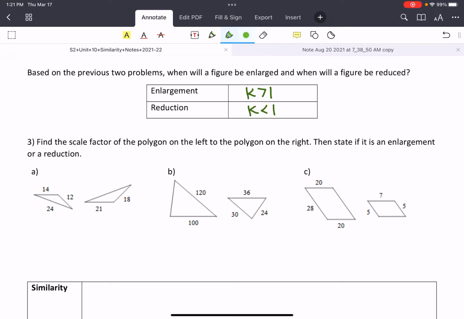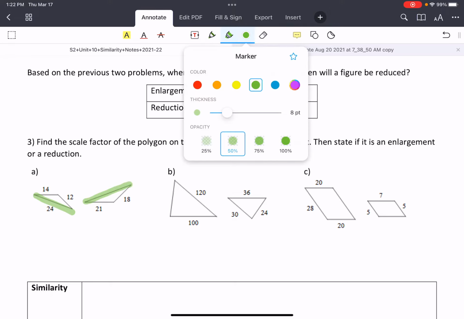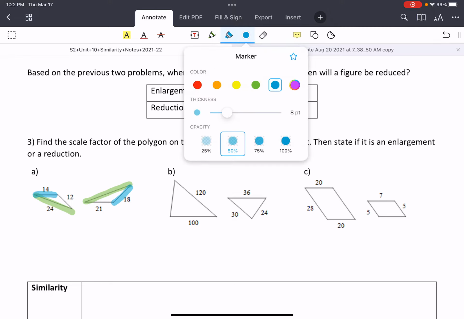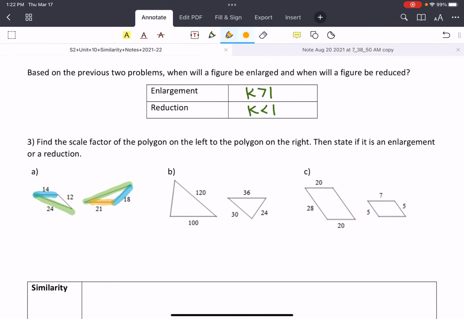So we have to look at the triangle and say, all right, this long side is 24, and this longest side doesn't have anything to make my scale factor. That doesn't really help me. 14 is my next shortest side, so that goes with 18. Okay, and 21 goes with 12. So I can use any of those to make my scale factor, and they will be the same.